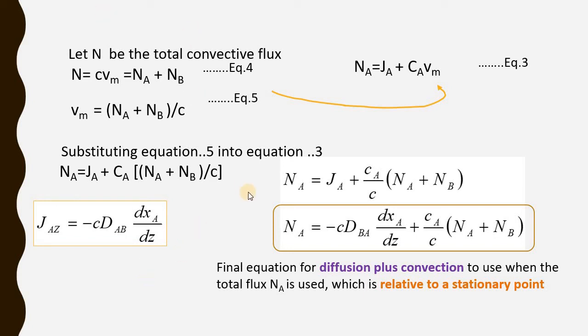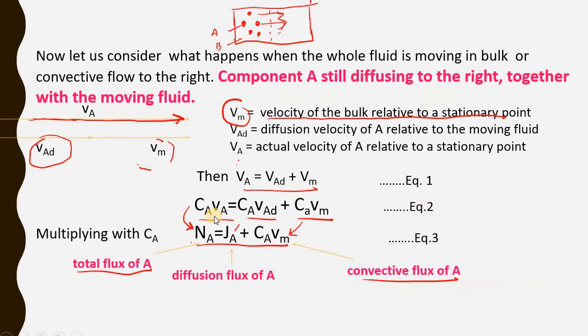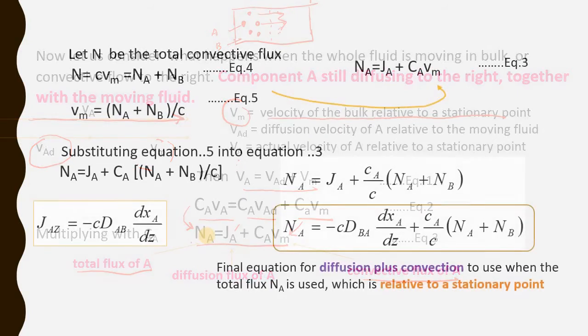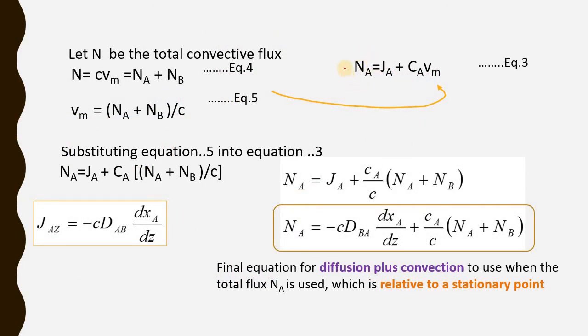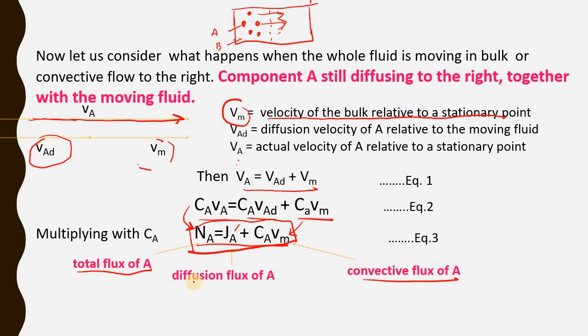Okay, next we will expand the equation of total flux for the convective diffusion. We already derived up until here, so we will further expand the equation. From the total flux of NA, the total flux of A is equal to the diffusion flux of A, which is JA, plus the convective flux of A, which is CA times Vm. Vm is the velocity of the bulk relative to the stationary point.